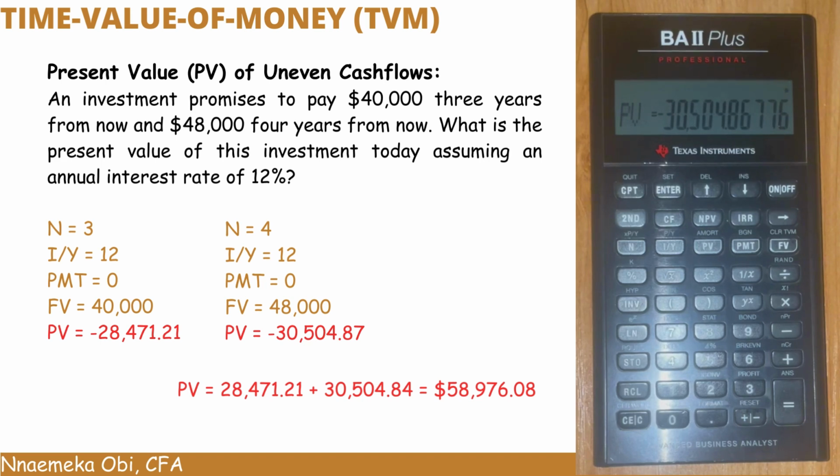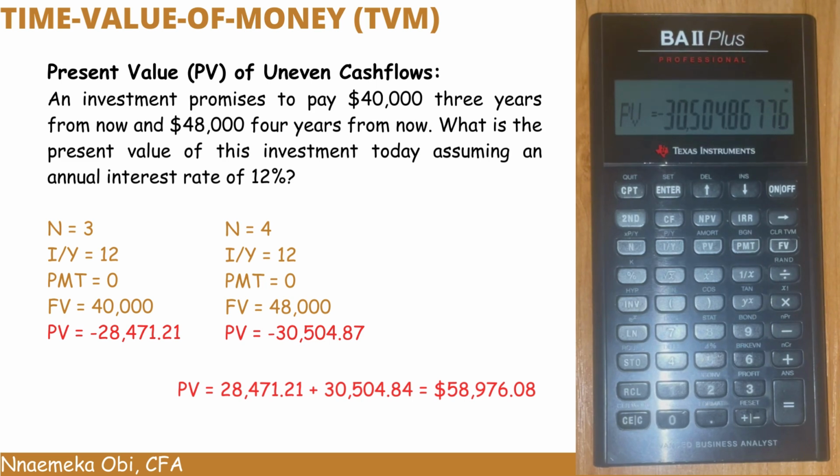So we have that PV is 30,504.87 approximately. So if we add the PV of the first cash flow and the PV of the second cash flow, we're going to have 58,976.08. So this is the first method.